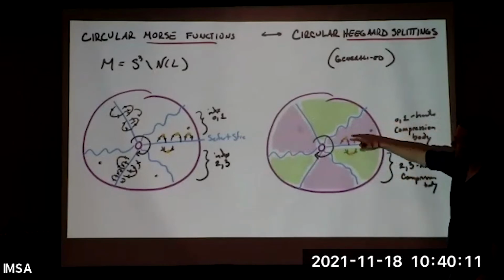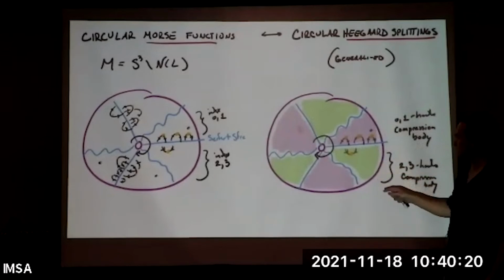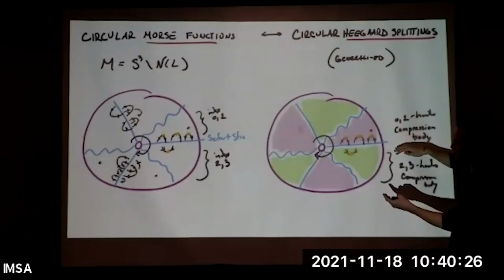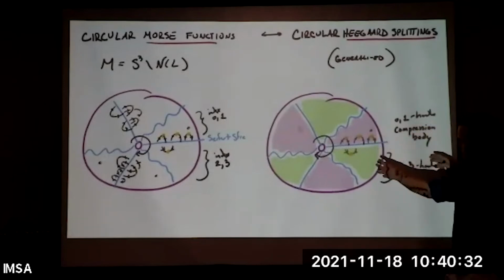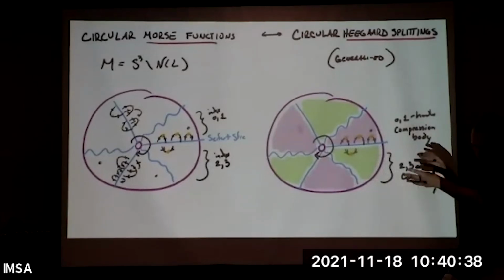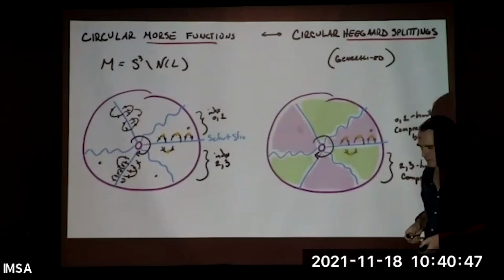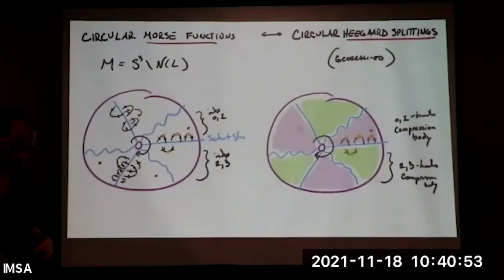Because the pink are the compression bodies using the 0 and 1 handles, and the green are compression bodies using the 2-handles. And I am including the 0 and 1 because if you're doing it more generally, you might have this compression body that you want to think of as disconnected. Maybe it has a handlebody component, just in generality, and that handlebody component necessarily has a 0 or 3-handle.